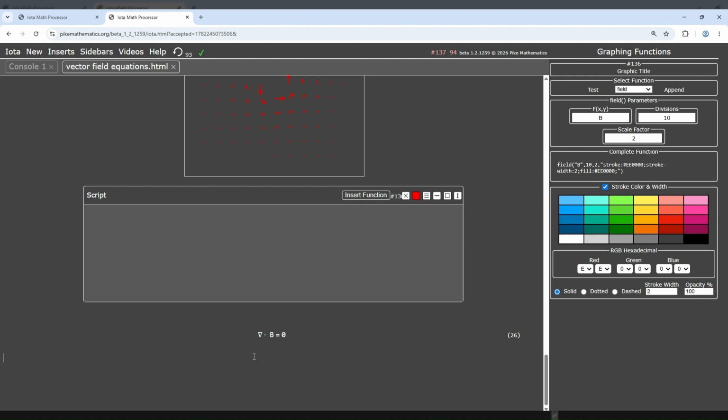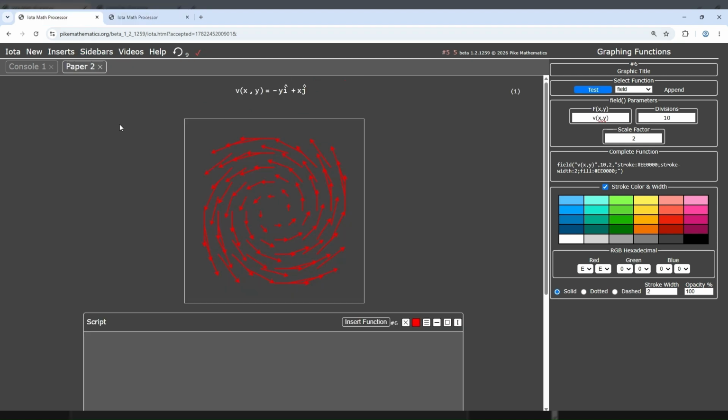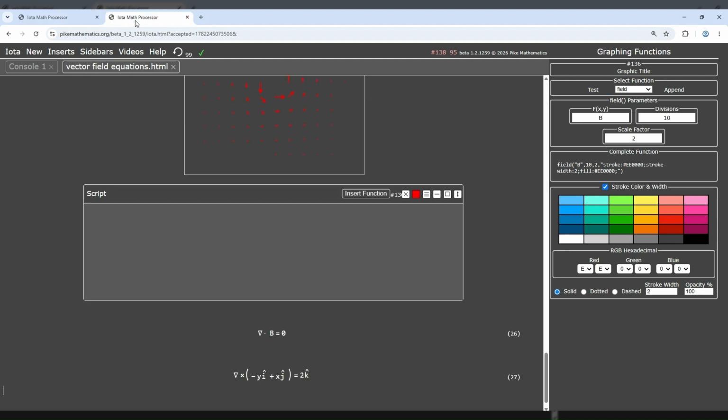So let's try a curl real quick. We'll call the curl with \CUR, and then use this field that we've talked about a little bit already, negative yi plus xj. What is that curl? Okay, so it's 2k, and we've graphed this one earlier, remember? That's what we graphed. So what is this telling us? Well, it tells us two things, actually, just from looking at it.